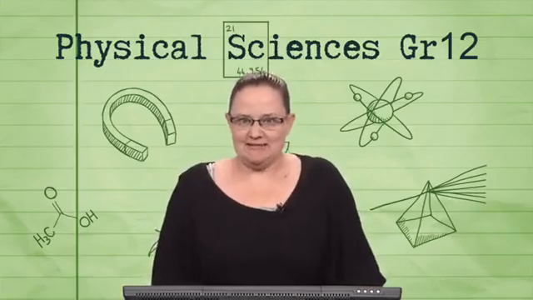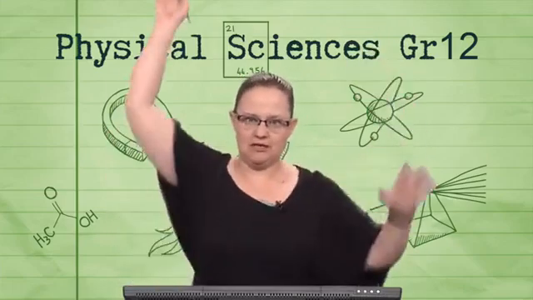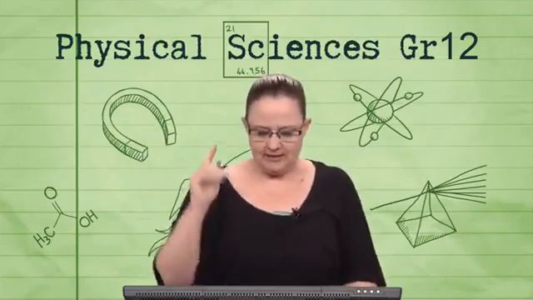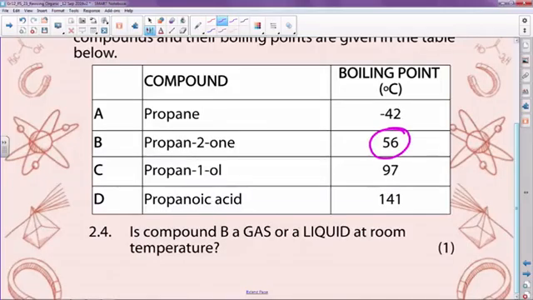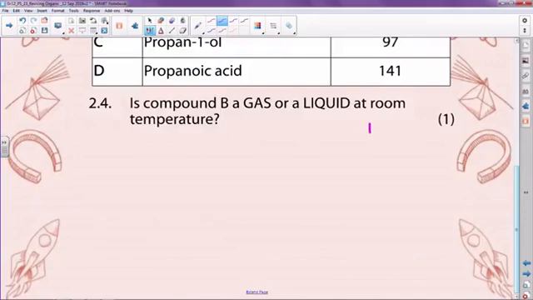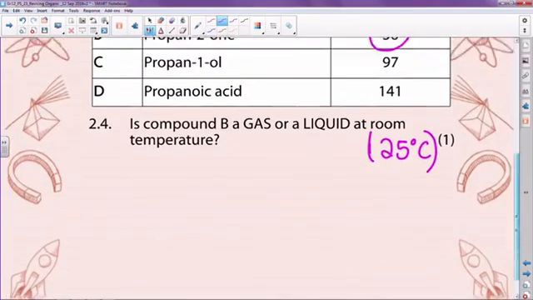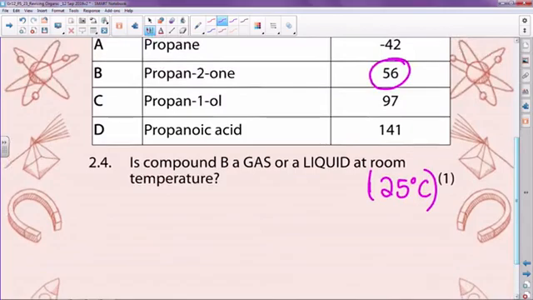Okay, so let's see what you did. I wish I could see your hands to see who said a gas and who said a liquid. But compound B, gas or liquid at room temperature? Well, first of all, its boiling point is 56 degrees. So under 56 degrees, it's going to be a liquid. Over 56 degrees, it's going to be a gas. Room temperature is defined as about 25 degrees Celsius. I do realize that's not always true, but we go with it. That is significantly lower than its boiling point, which means it's going to be a liquid.